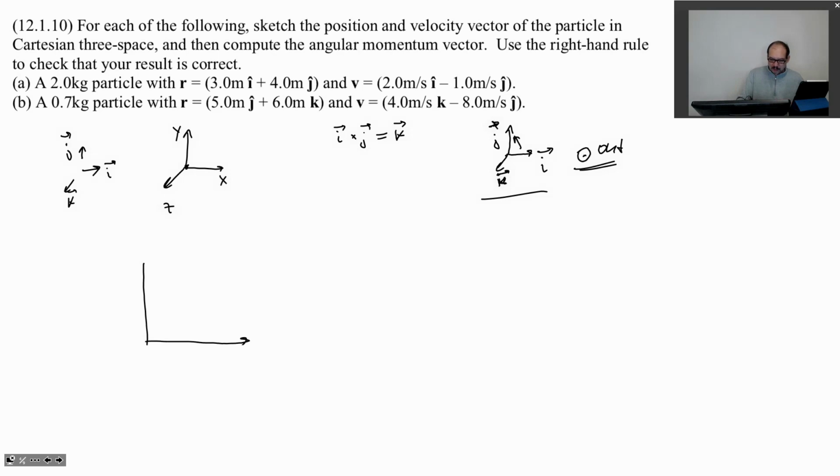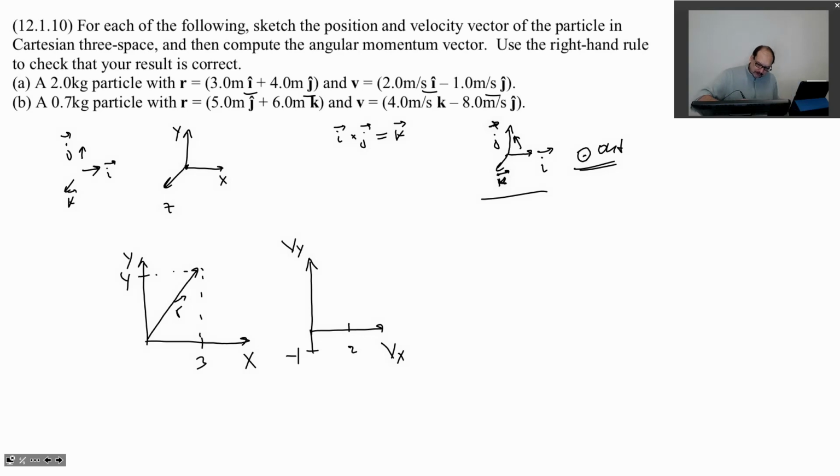So if you want to write r, you have to use x and y axes. So 3, 4, that's your r. And for the velocity, you just need to draw x and y components of velocity. X component, y component. X component is positive, y component actually is negative. So the velocity vector looks like this.